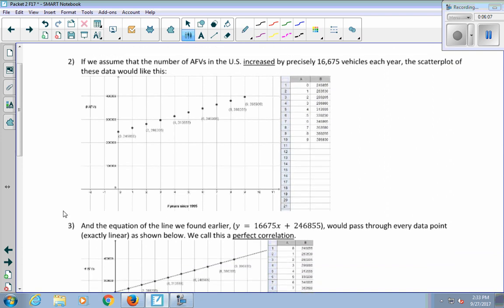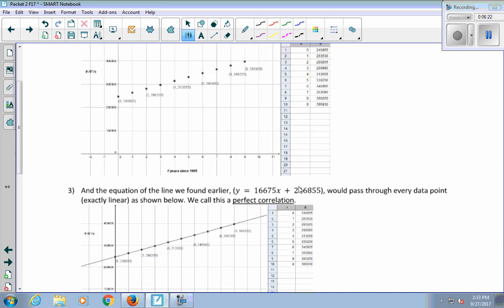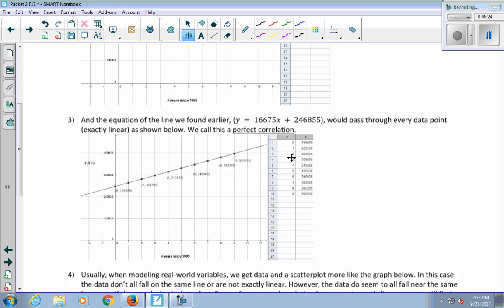Okay, so let's assume that the number of AFVs in the US increased by precisely 11,675 vehicles each year. The scatter plot of the data would look like this. So I've got a bunch of points. All my data is over here. And the equation of the line we found earlier, 11,675x plus 246,855, would pass through every data point exactly, linear as shown below. So we would call this perfect correlation.